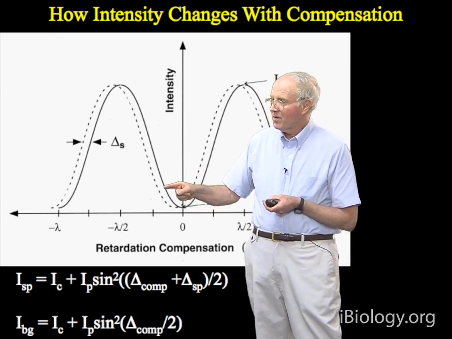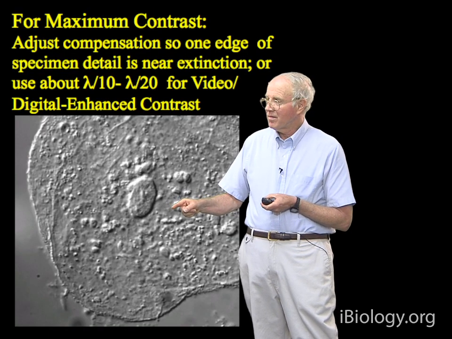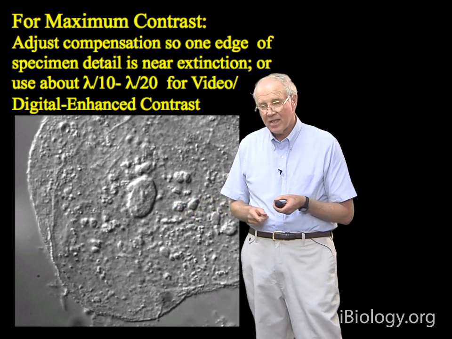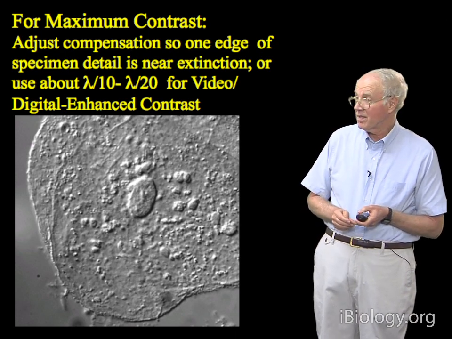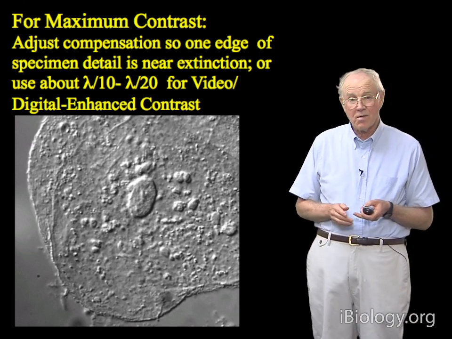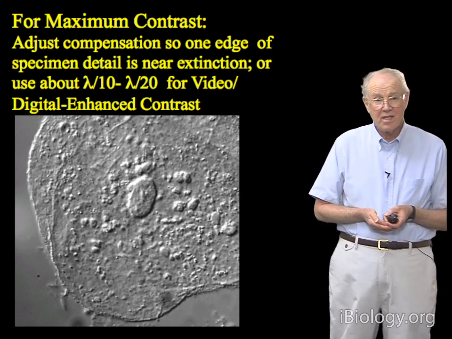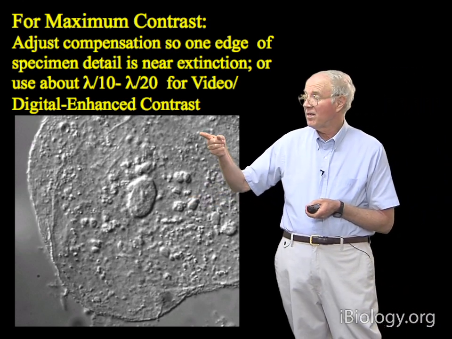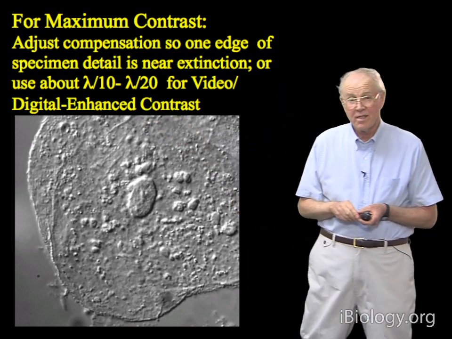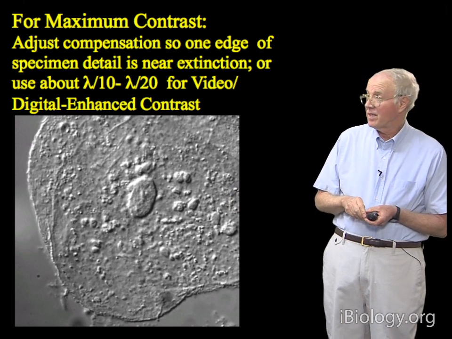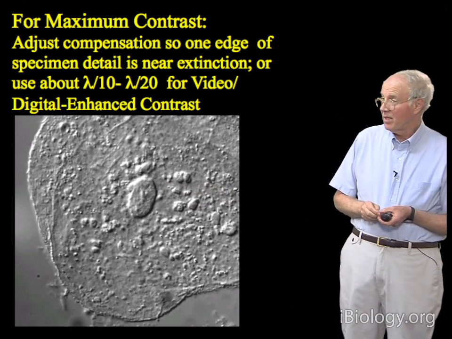Now, it turns out that with our cameras and the way they work, it's usually best, to get the highest contrast, to take one of the edges and make it maximally dark, and then use the contrast enhancement capabilities of your computer or camera or electronics to brighten up the bright side of the image. And that's the way this image was done here. And it took about 1/10 of a wavelength or 1/20 of a wavelength of retardation in green light, 550 nanometers, to make this image of my cheek cell.